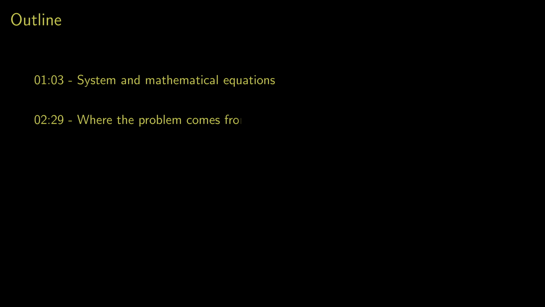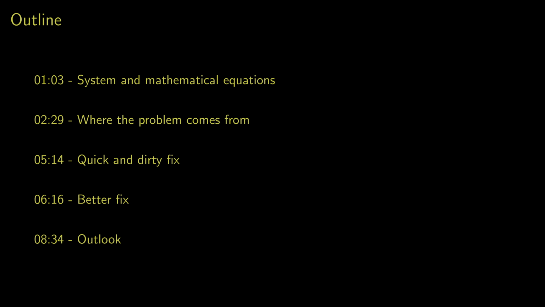To give you an overview of what you see here, we will first cover the model of the simulation and look at the system equations. Then analyze where the problem originates from here. Afterwards I show you two ways with which you can fix the issue. A quick and dirty one, where you pay for the fix with calculation time, and afterwards a better version where we still take a bit longer to calculate, but not as much as with the quick and dirty version. And finally, an outlook on what comes next on the channel.